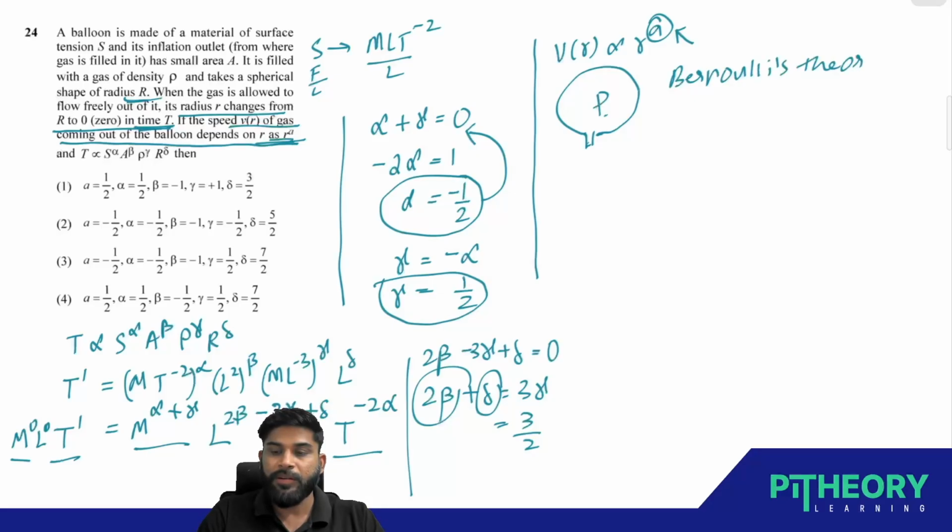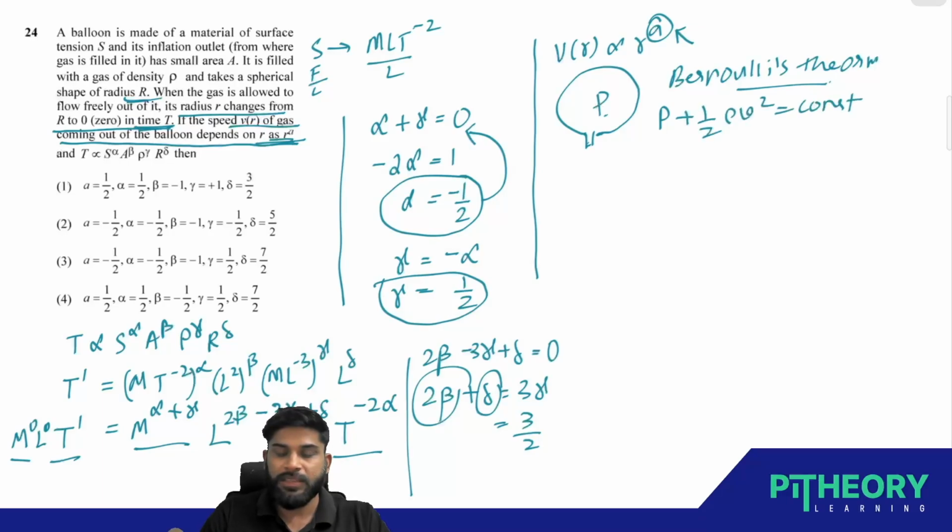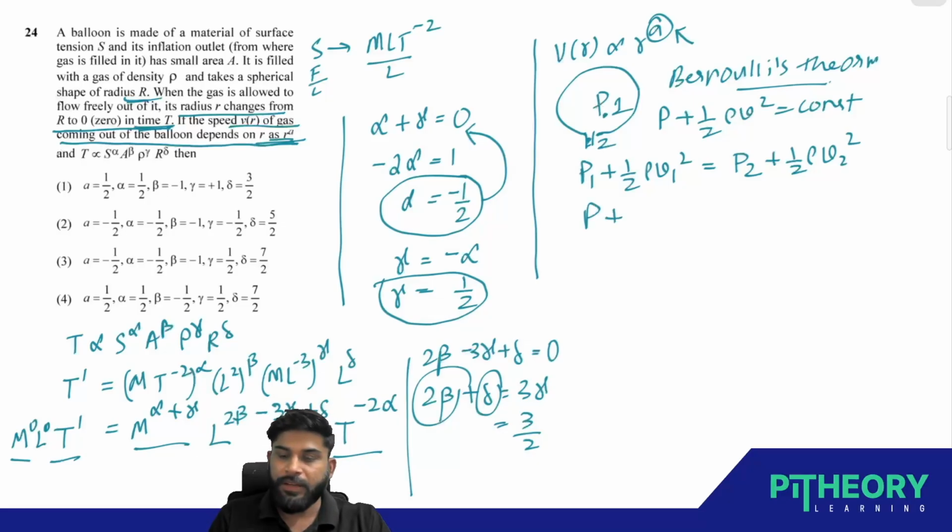How do you apply Bernoulli's theorem here? We know that at the same horizontal level, P plus half rho V square is equal to a constant. So at two different points, you may keep them horizontal also, no issues. This is the first point and this is the second point. So we can write P1 plus half rho V1 square equal to P2 plus half rho V2 square.